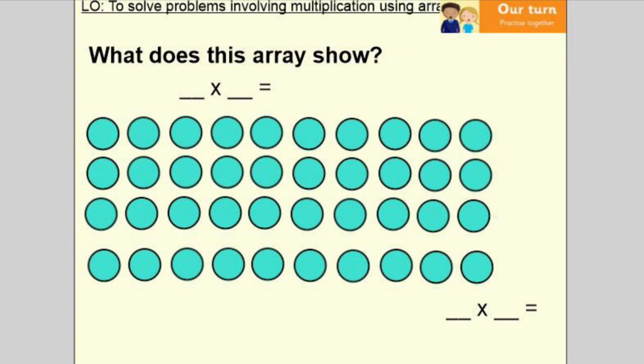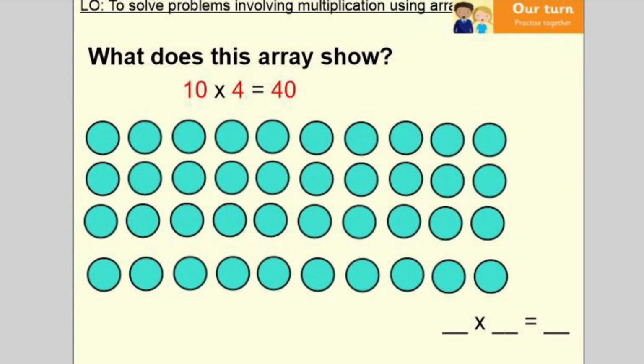Now, it's quite hard to count in our 4s, so I'm going to count them in groups of 10. So 4 lots of 10 first. 10, 20, 30, 40. So 4 times 10 equals 40. That must mean that 10 times 4 also equals 40.